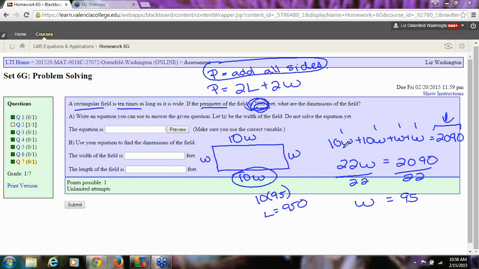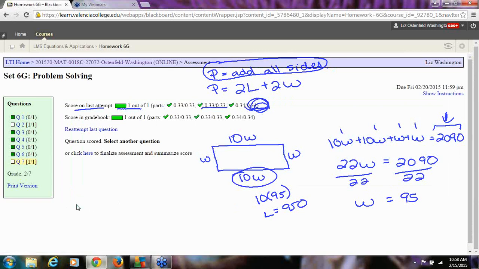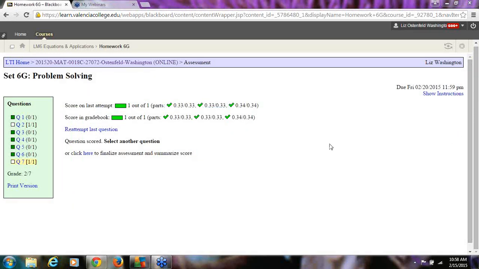So now let's try to type this in because I want to make sure that it likes my simplified version of the equation. So I'm going to get 22W equals 290. And then my width is going to be 95. And then my length is going to be 950. Now let's see if it likes all that. It did. Awesomeness, greatness. It even took my simplified version. So what do you guys think about that?